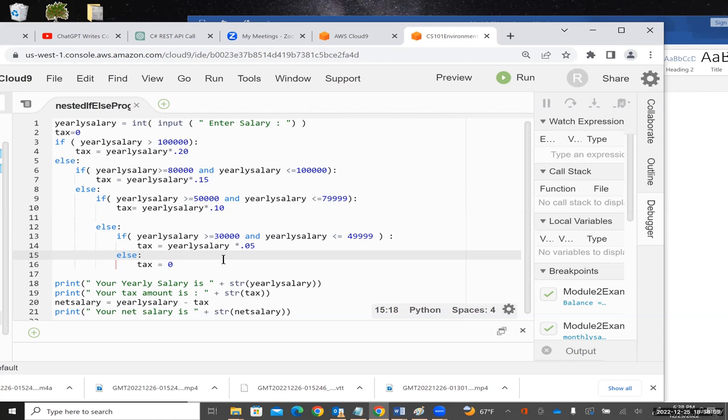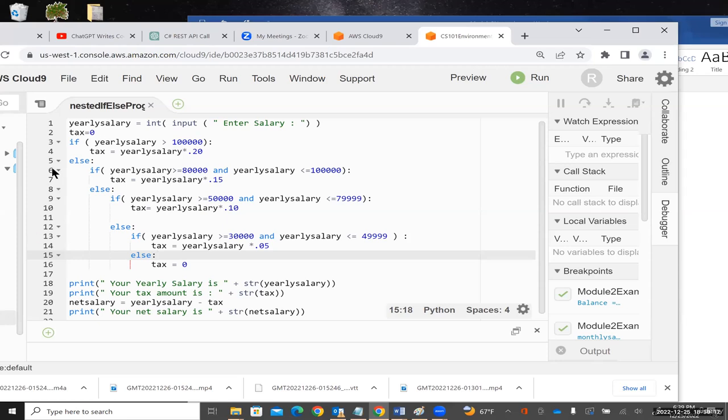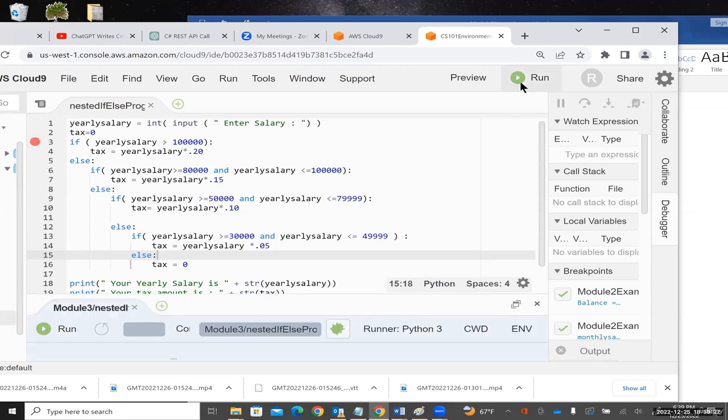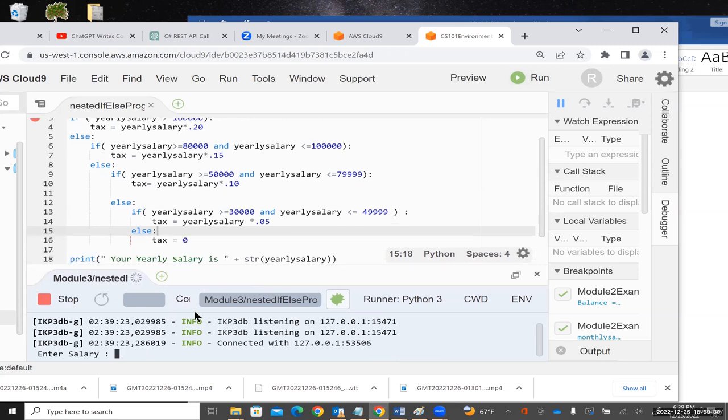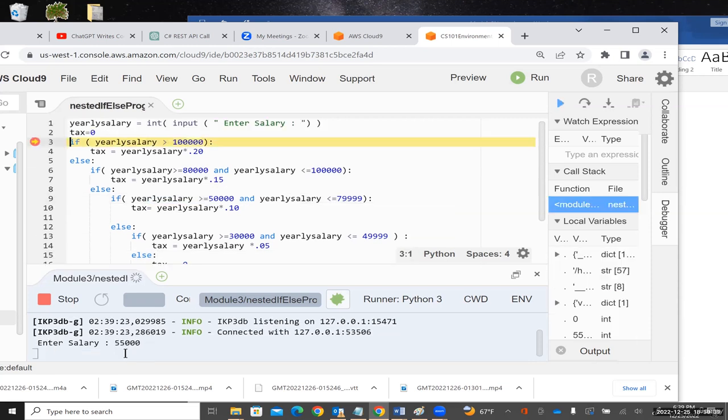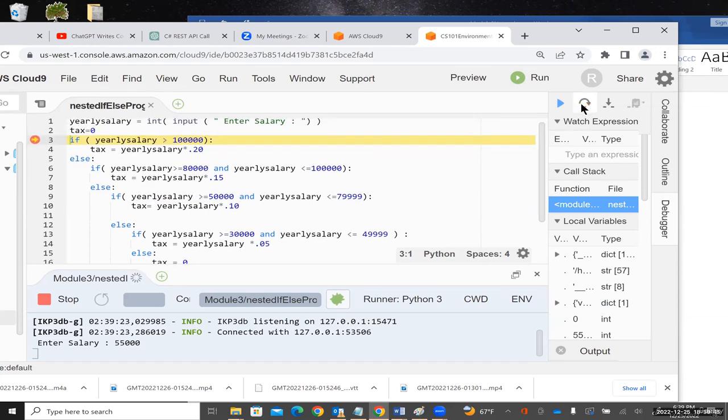I'm going to quickly run it once, put a breakpoint over here. Enter the salary. Let's say I will enter the salary $55,000. So it should be coming over here, right? Okay, because of the breakpoint, it stopped over there. Step over. Now obviously this condition doesn't pass. It's not true. It's going to skip that line.